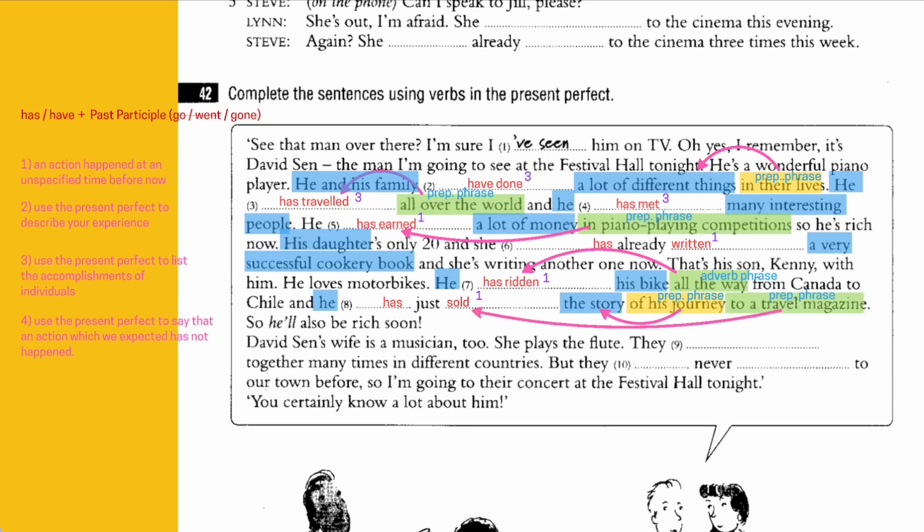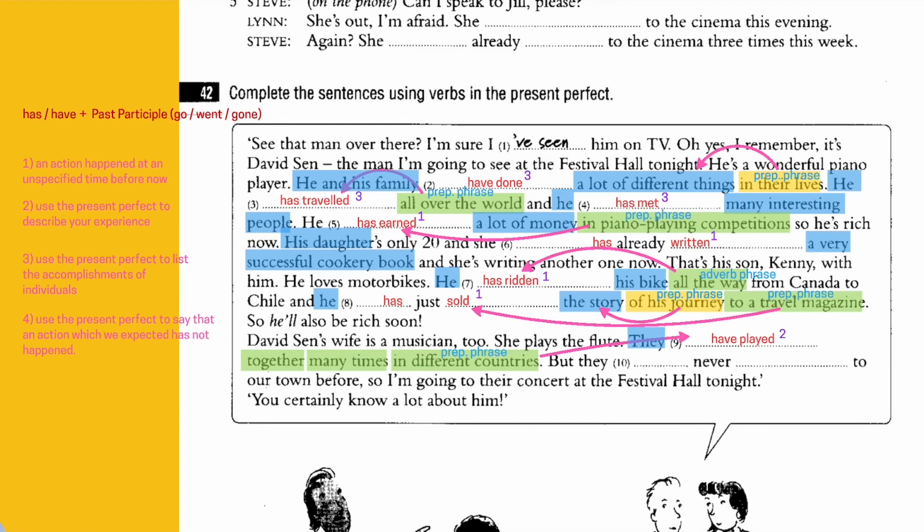Then we move on. David's wife is a musician too. She plays the flute. And his wife and David, they what? They have played it together for many years, and this is talking about the two of them's experience. So it's number two. Together, many times, in different countries. These three parts are all adverbs, so they are all telling you more information about how they play, how many times they play, and where they play.